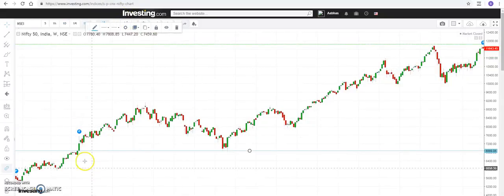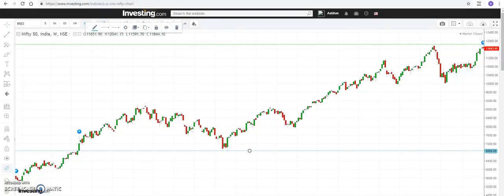You can see here that we didn't have a weekly close below this level. So keep a significant eye on this level. If we get a weekly close below 11,614, you can see a good downtrend in the market. Otherwise, the market might remain in an uptrend for the next 3, 4, 5 years.